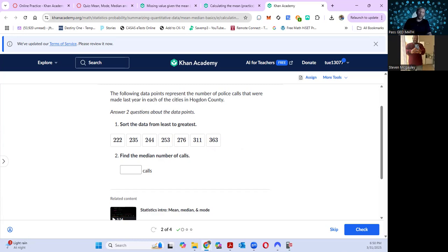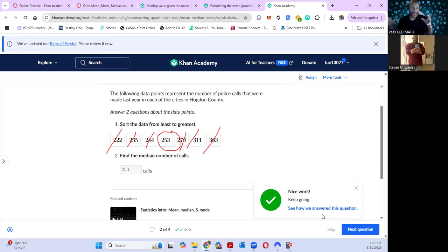Seven. If you have an odd amount, it's easy. Front, back, front, back, front, back. Last number left is what? 253. Easy. So if you have an odd amount, it's easy. It's only when you have an even amount, you've got to take the two middle, add them up, and divide by two. Got me? Yes, sir.